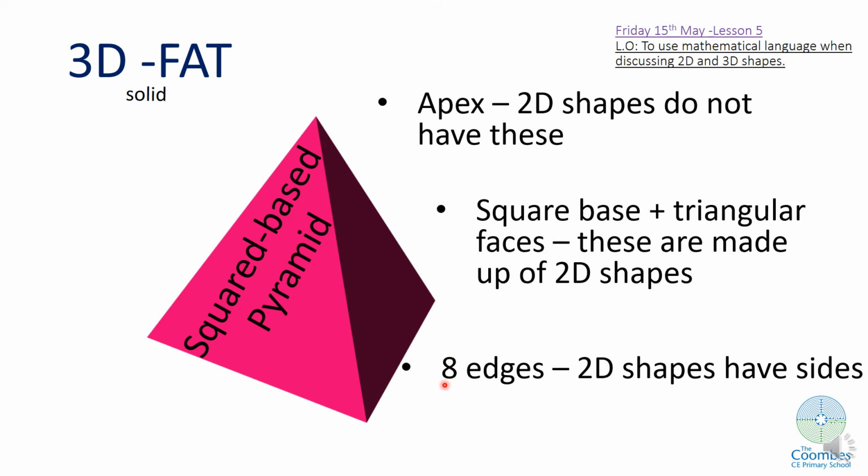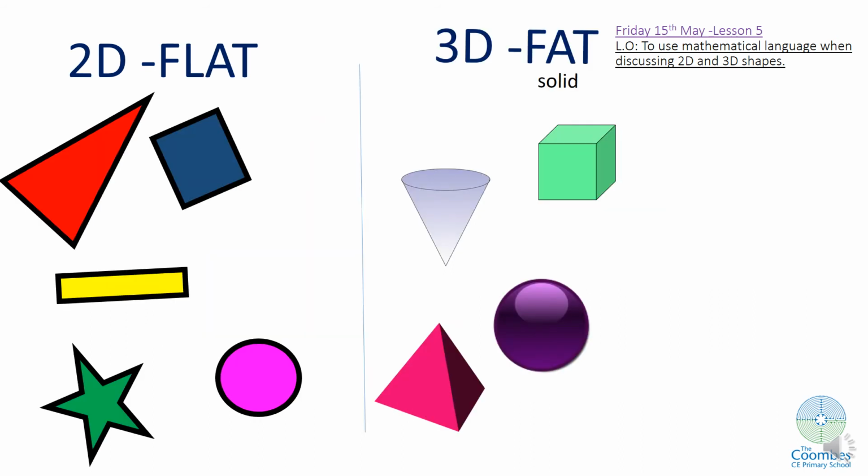Square-based pyramid also has 8 edges. Now if we remember, 2D shapes do not have edges, they have sides. Okay, so now using that knowledge, I have moved my 3D shape of the square-based pyramid from the 2D shape column over to my 3D shape column.